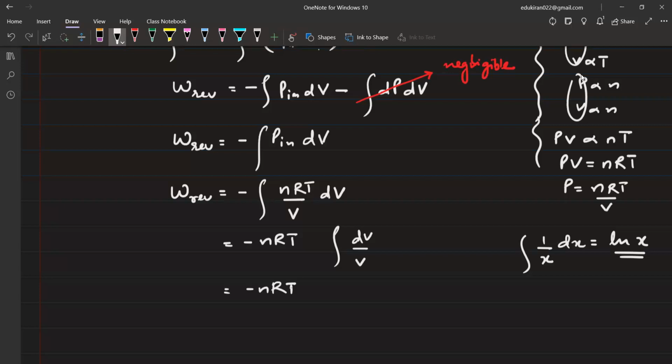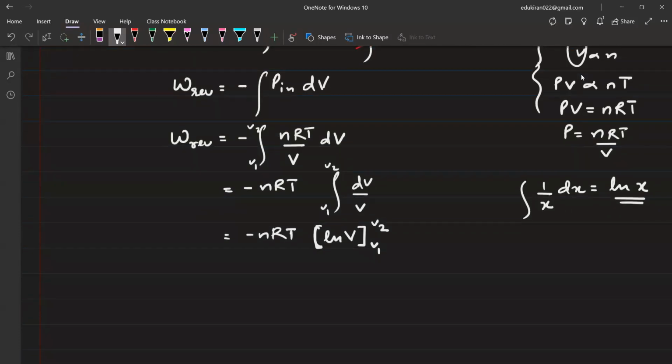Now, the integration of dv upon v will be equal to, in square brackets, ln v. What is ln? It is log with the natural base, which we call natural log. ln v from where to where? v1 to v2. v1 to v2 is just v initial to v final, nothing different. And now minus nRT, we will have ln v2 minus ln v1.